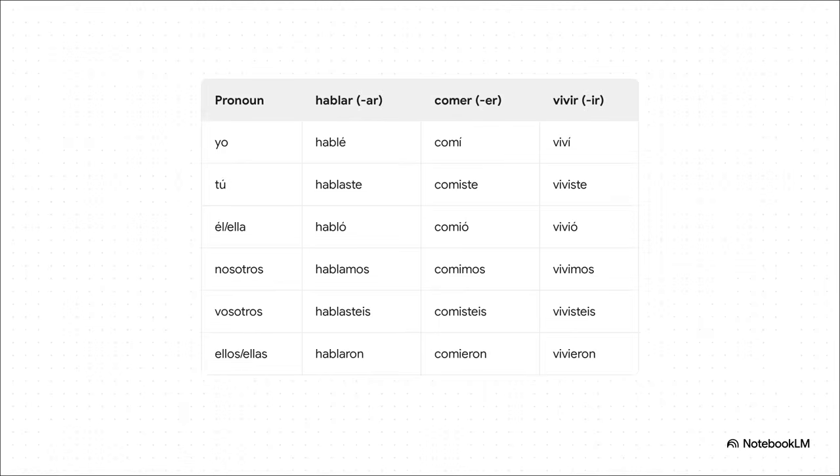Now, what's really interesting here is seeing that blueprint in action. Just look at the yo form. For hablar, you take hab and you add e to get hablé. For comer, it's com plus í for comí. It's this beautifully consistent system. Just follow the columns down, and you can see how that pattern just clicks right into place for every single pronoun.